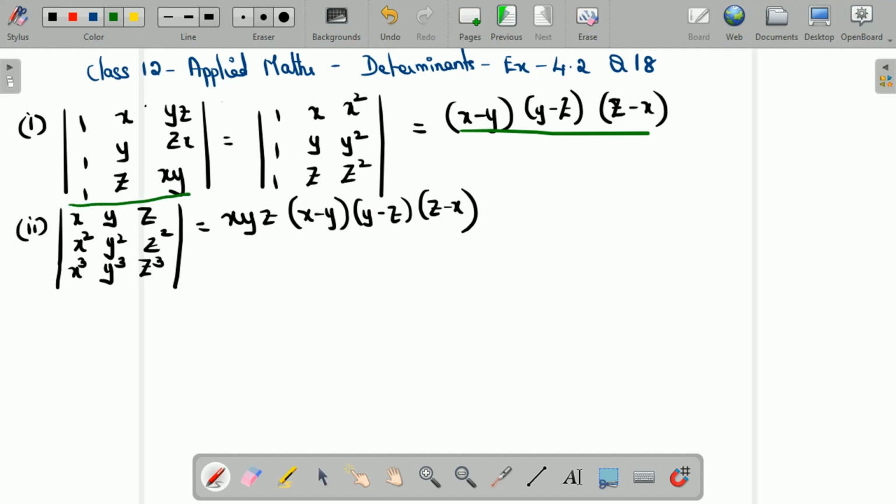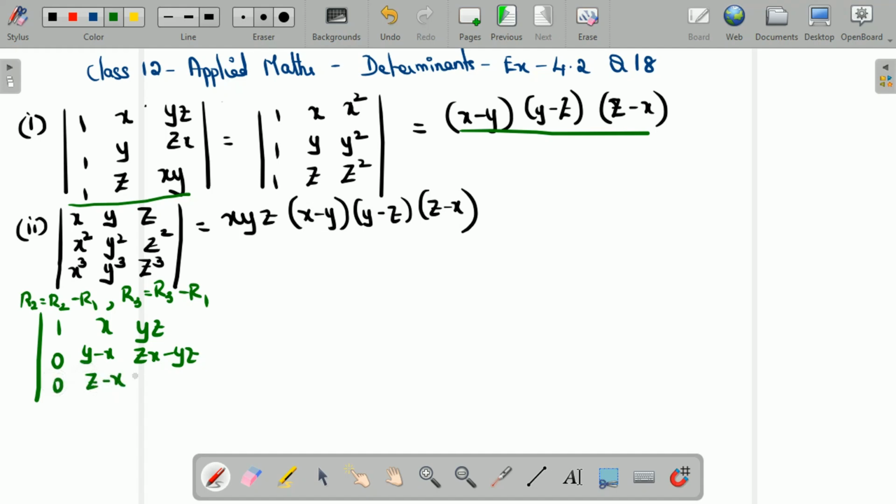I'm starting with the left determinant. In the first case, I'm going to make the transformation R2 equals R2 minus R1, because this 1 minus 1 will vanish. Similarly, R3 equals R3 minus R1. The first row we will keep as such, and the rest of the rows we will do subtraction. So 1 minus 1 is 0, y minus x in this case, zx minus yz, and in the last one 0, z minus x and xy minus yz.